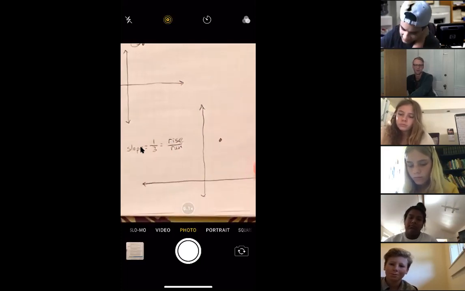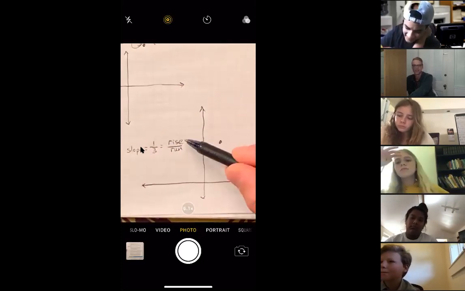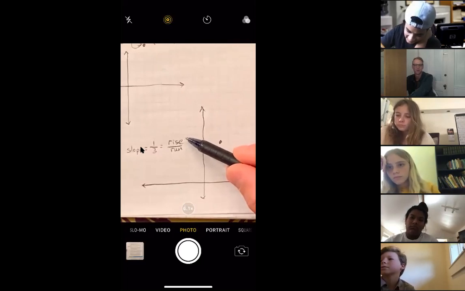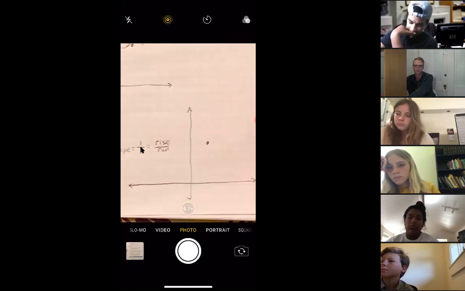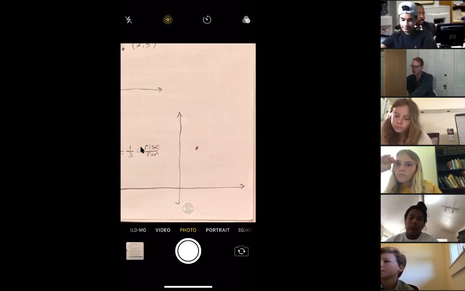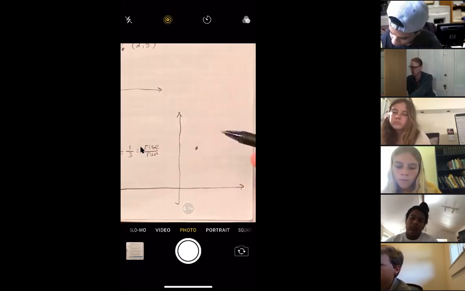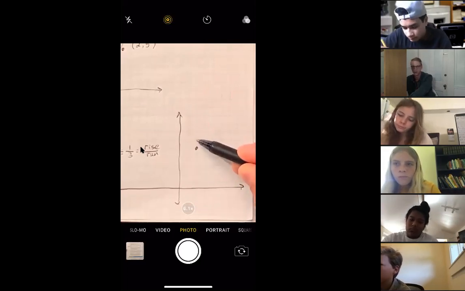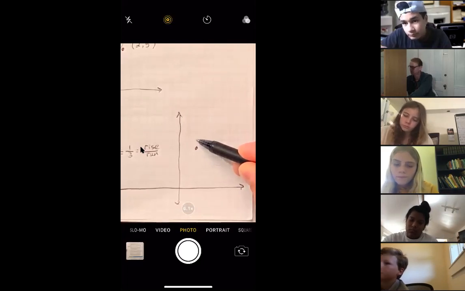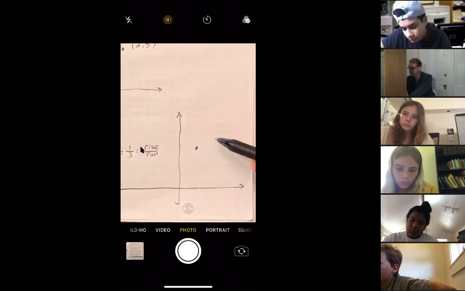I'm going to rise 1 square, and then I'm going to run 3 squares. So I'm going to rise 1, and I'm going to run 3. So let's go up from this point. We're going to go up 1 to here. And then we're going to run to the right because it's positive 3 squares. 1, 2, 3.